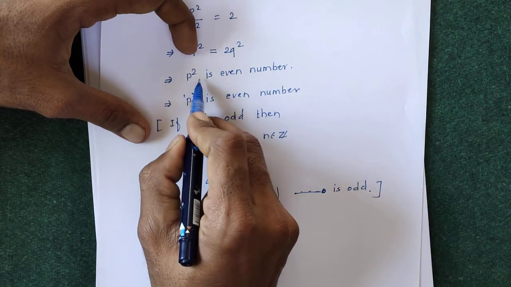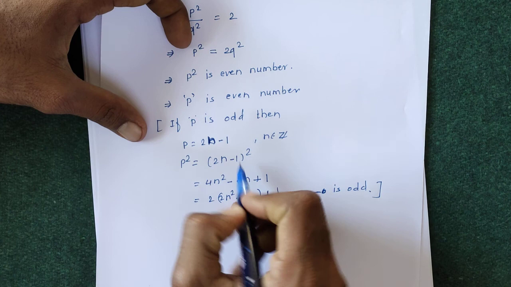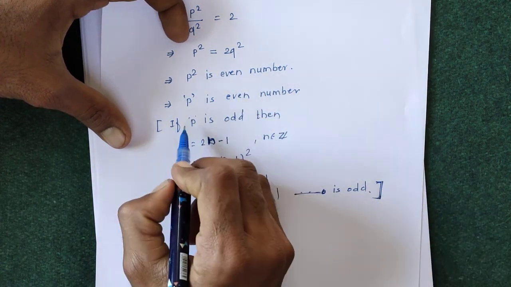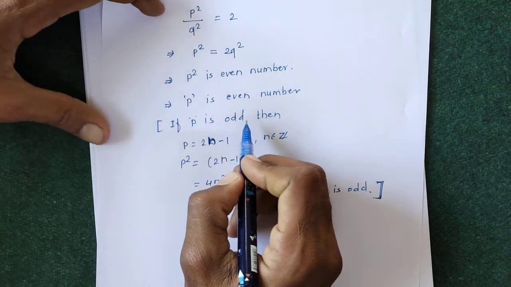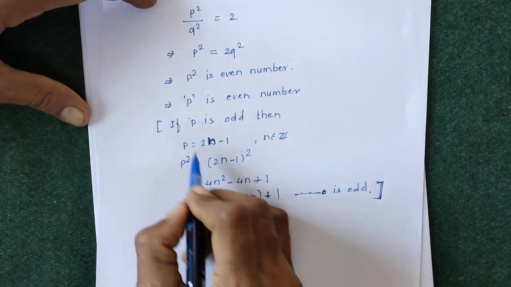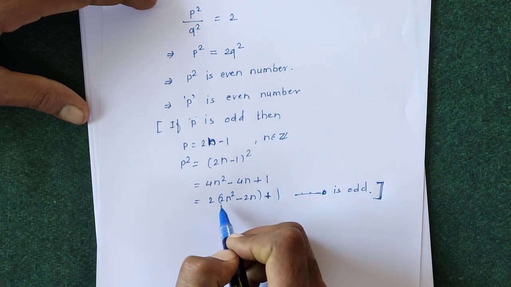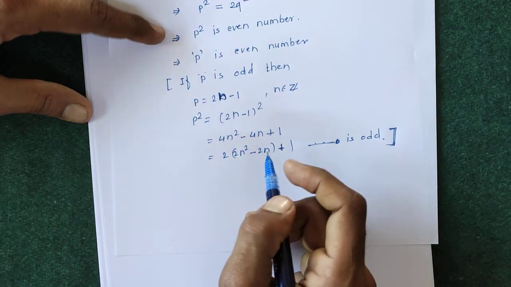So our p must be even, because p square is even, so p is even. If this fails, that is p square is even, then p is odd, this is not possible, because if our p is odd, then their square must be again odd number. So p square is even implies p is even number.